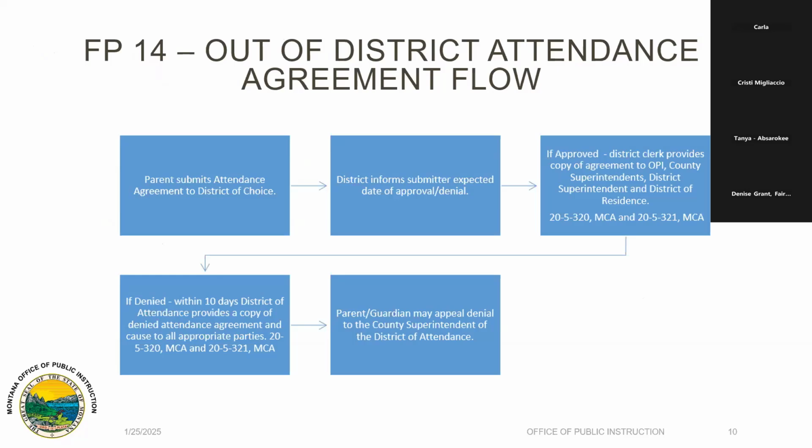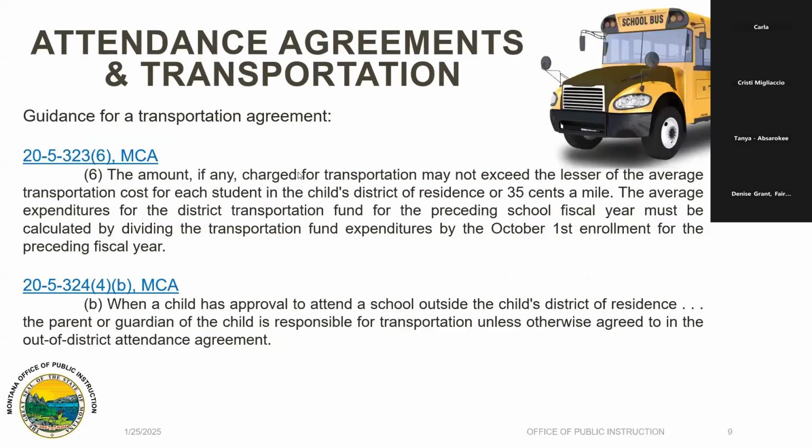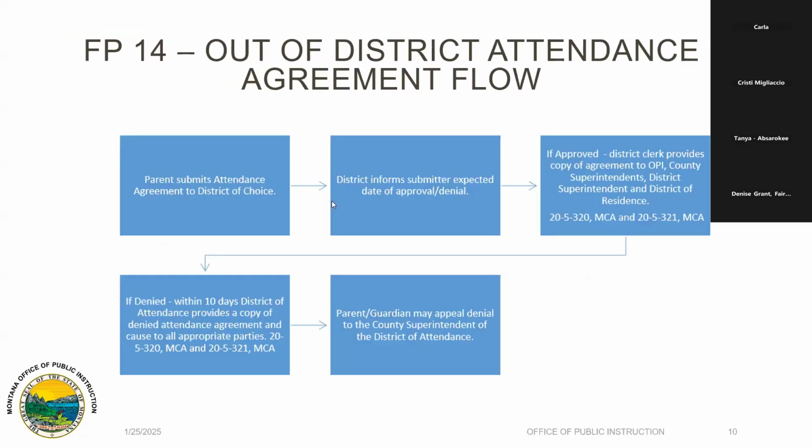This is on our FP 14. Hang on one second here. I think I'm missing a slide in here. I'll have to fix that. The out of district attendance flow follows this pattern. The parent submits an attendance agreement to the district of choice or district of attendance. You're going to hear that used interchangeably, but I think I mostly use district of attendance.